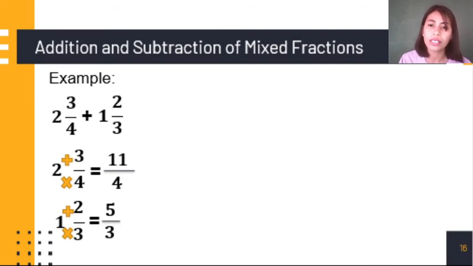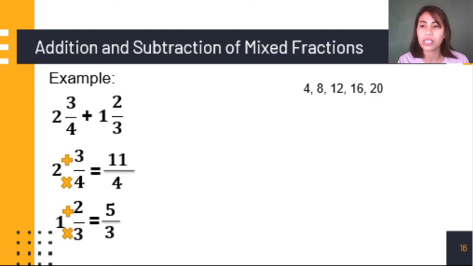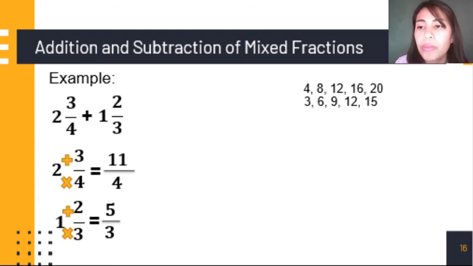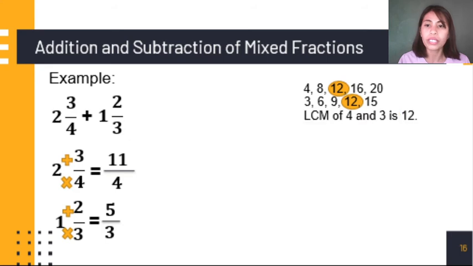So for adding dissimilar fractions, we need to find first the LCD or the LCM. So for the multiples of 4, we have 4, 8, 12, 16, 20, and so on. For 3, we have 3, 6, 9, 12, 15, and so on. So for the LCD, we have 12. Now we have the LCM, 12.